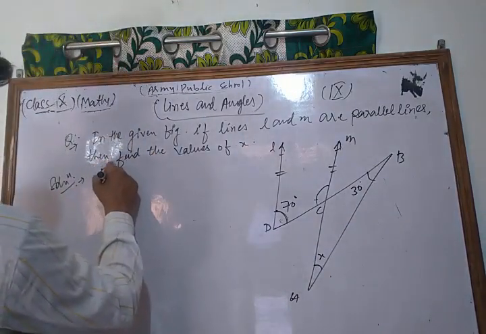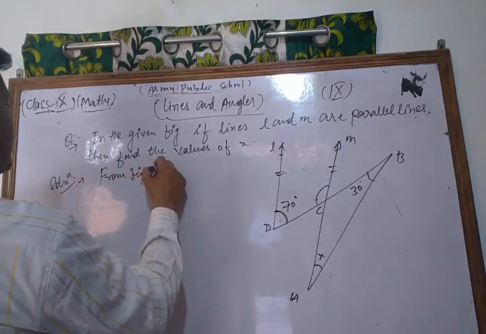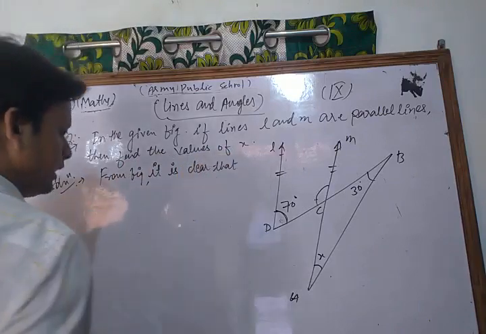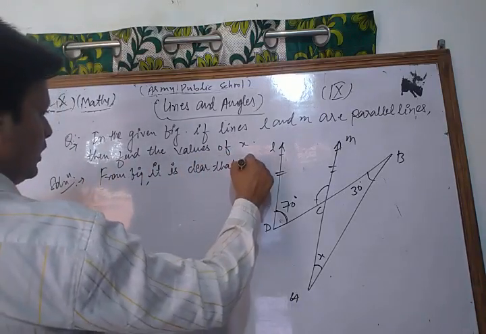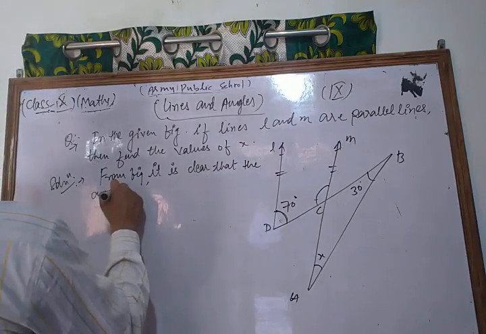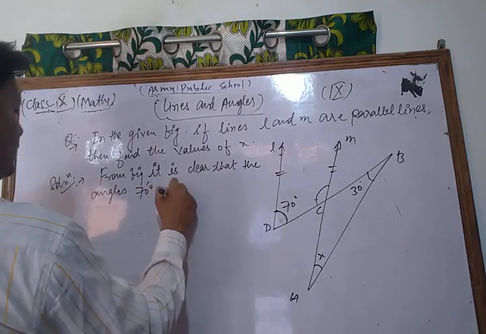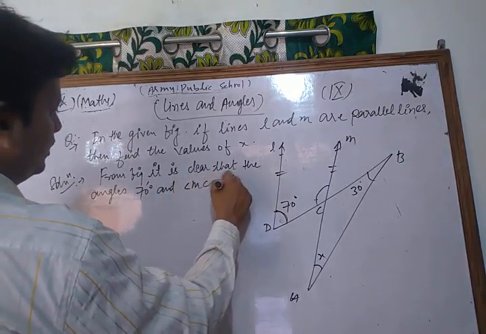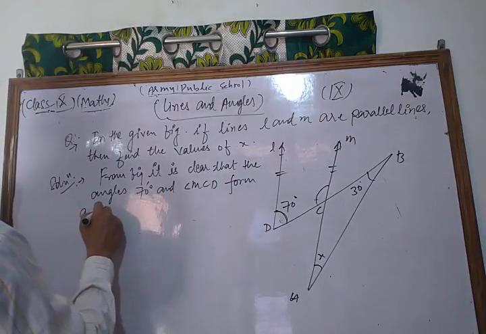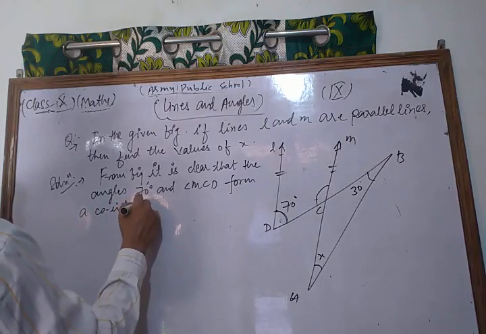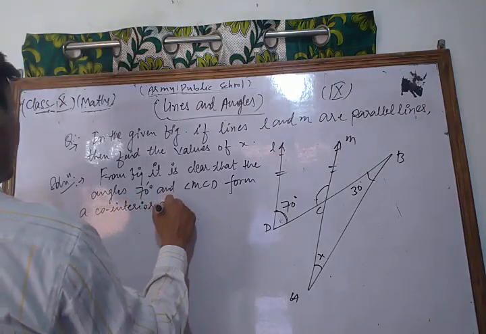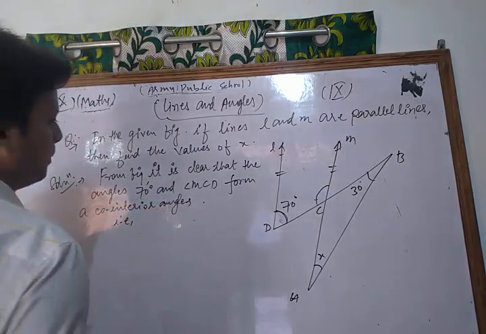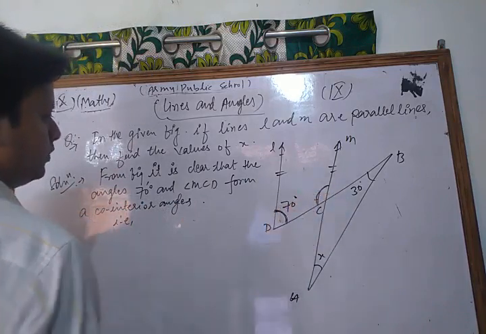From the figure it is clear that the angle 70 degree and angle MCD form a co-interior angle. That is, their sum of measure is what?